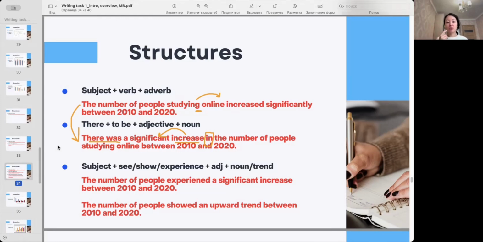Of course, it will be a good idea to vary your structures, but do not overuse the third structure. You can use the first structure more than once. You can use the second structure more than once, but regarding the third structure, it's better to use it once. Do not overuse it, right?